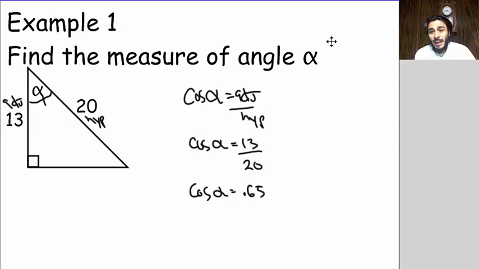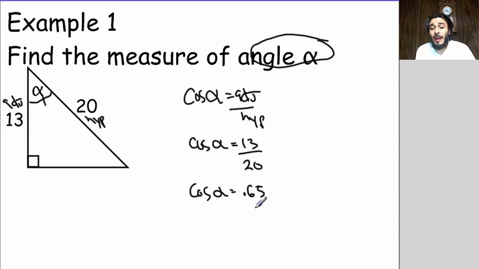So I got to find angle alpha, right? I got to get rid of that cosine. So how do I get rid of cosine? Well, the way to do that is you have to do the inverse of cosine on both sides of the equation, right? That's how you solve equations. You solve equations by doing the inverse or the opposite, right? So I got to do the opposite of cosine or the inverse of cosine.